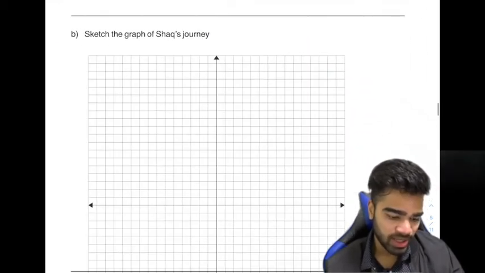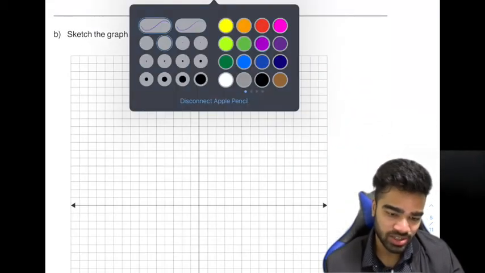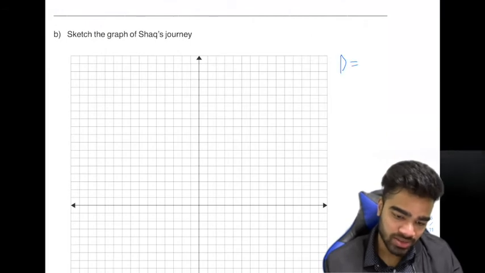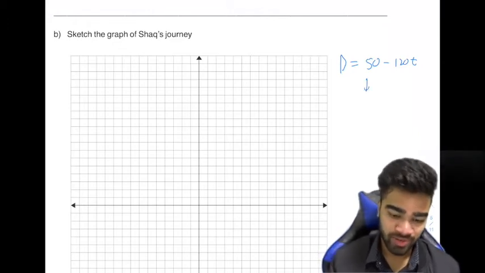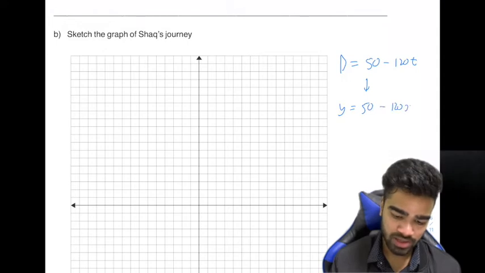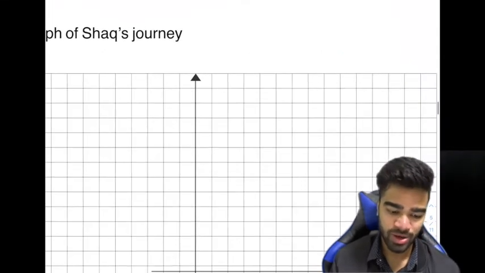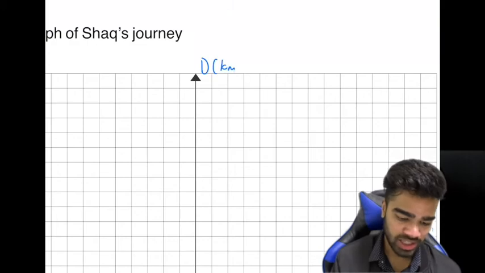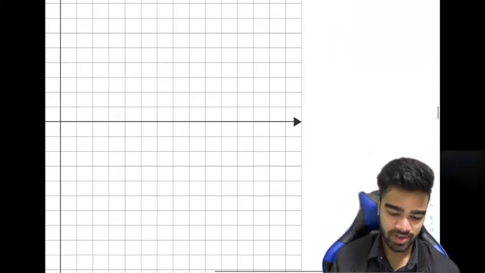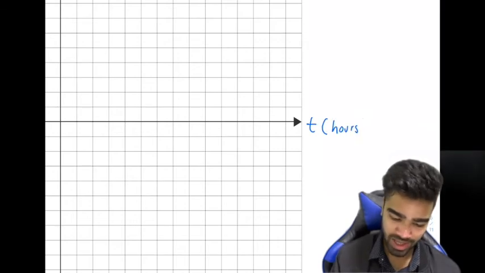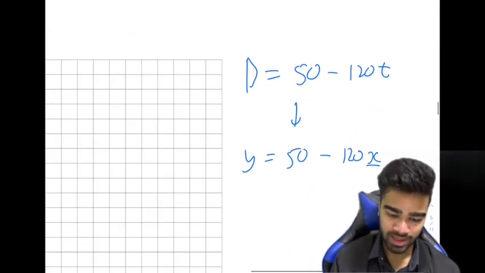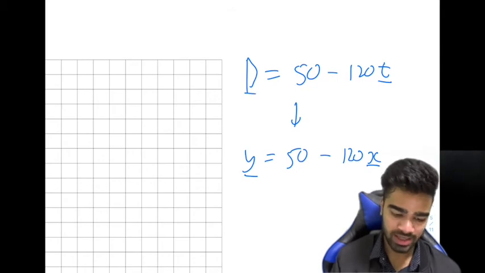Okay. Part B is asking to sketch the graph of Shaq's journey. So again, distance d is equal to 50 minus 120t. Remember, if I rewrite this with y and x, it will be y equals 50 minus 120x. So what's my y variable? My y variable is actually d kilometers. And what's my x variable? My x variable is going to be t, not in seconds this time, t is in hours. So x is t, y is d.